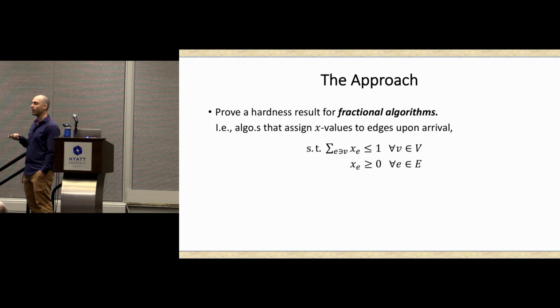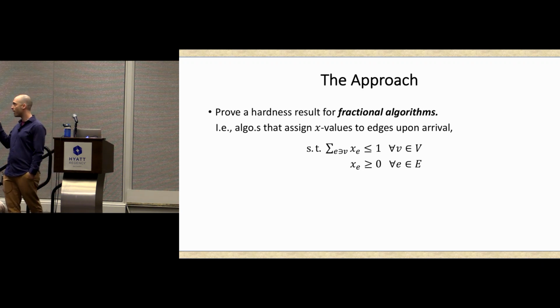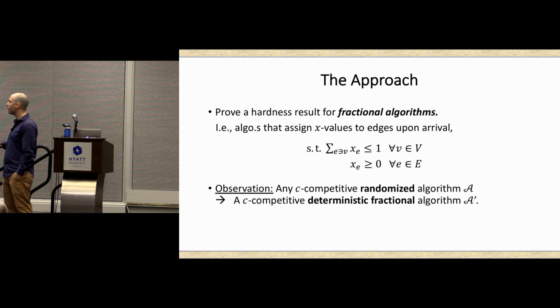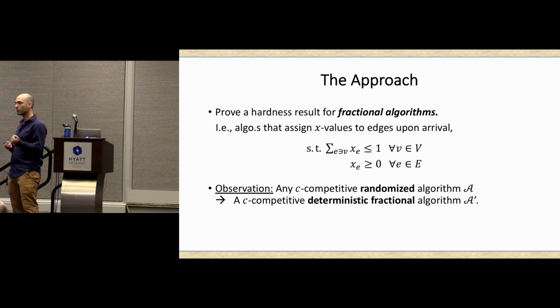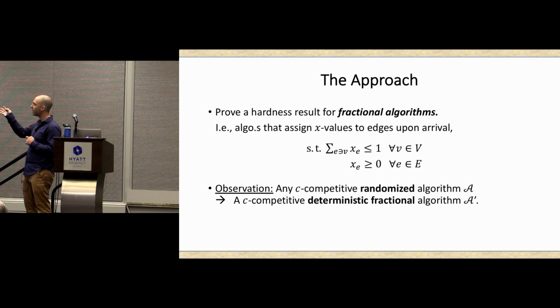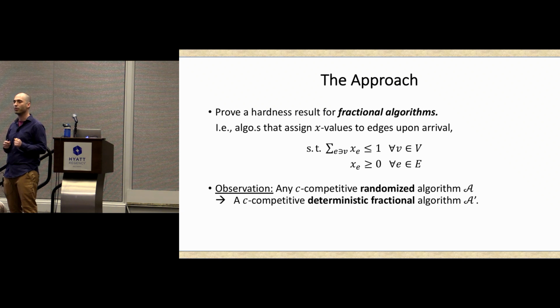Okay, so why do we care about proving impossibility results for fractional algorithms? Because of a simple, easy observation. If you have a C-competitive randomized algorithm, well, there exists a C-competitive deterministic fractional algorithm A'. This deterministic fractional algorithm need not be time efficient. Doesn't matter. We're going to show information theoretic hardness. Spend as much time as you want. You're not going to do better than 1/2. And by this simple observation, or at least its contrapositive, you'll find that this implies that there is no better than 1/2 competitive randomized algorithm.